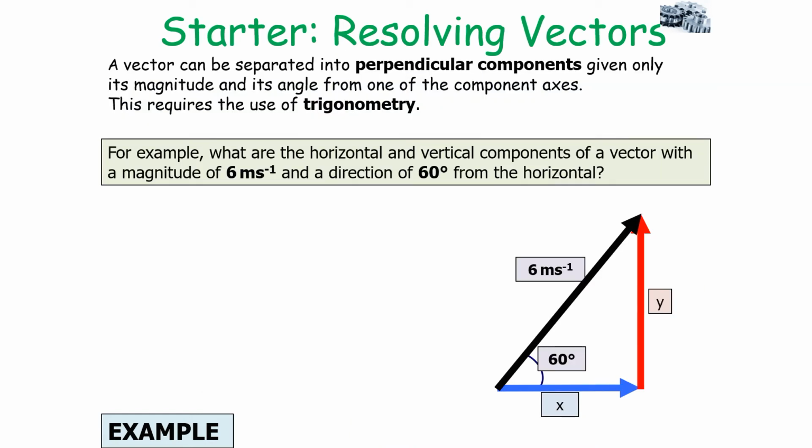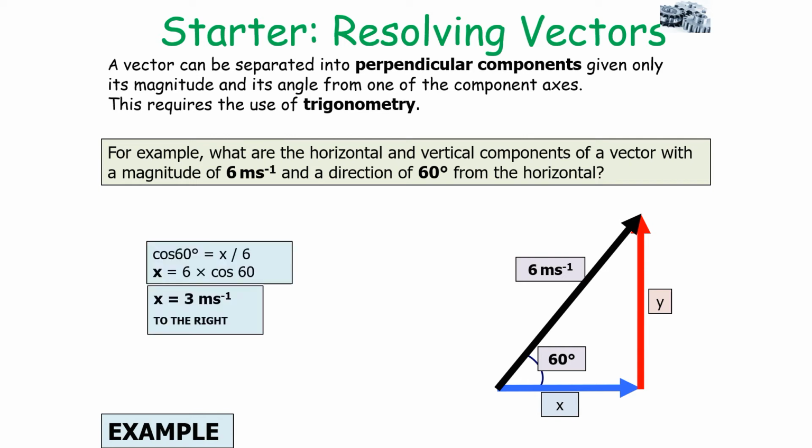Now it doesn't have to be a force, it could be any vector we do this for. So let's say, for example, we've got a velocity with a magnitude of 6 meters per second with a direction of 60 degrees from the horizontal. So how do you work out the horizontal component? Well, it's going to be F cos angle, or 6 cos 60, so it's 3 meters per second.